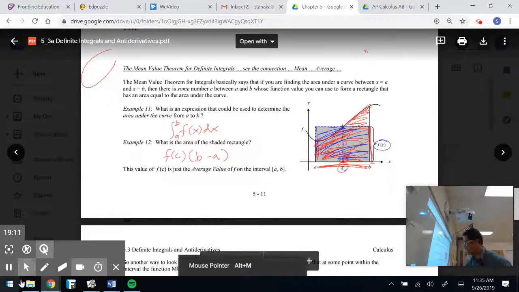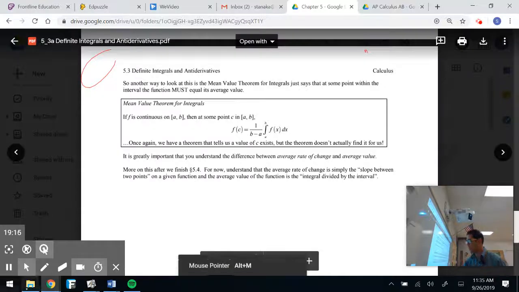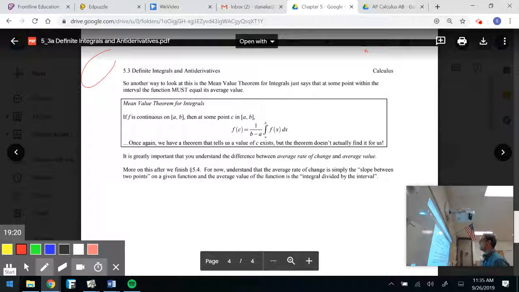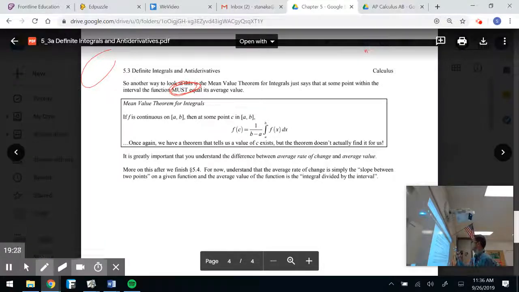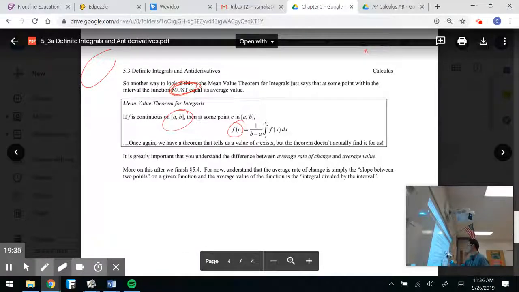Now let's get into a major definition here, something you want to make sure is very clear. And if you're not clear, you're going to see me in the morning tomorrow so I can clarify some more. Another way to look at this mean value theorem for integrals is to say that at some point within the interval, the function must equal its average value. So if f is continuous from A to B, then at some point C, f of C will be equal to that average value. Remember, the average value of a function is the integral divided by the interval. And there will be some C where it takes on that value.